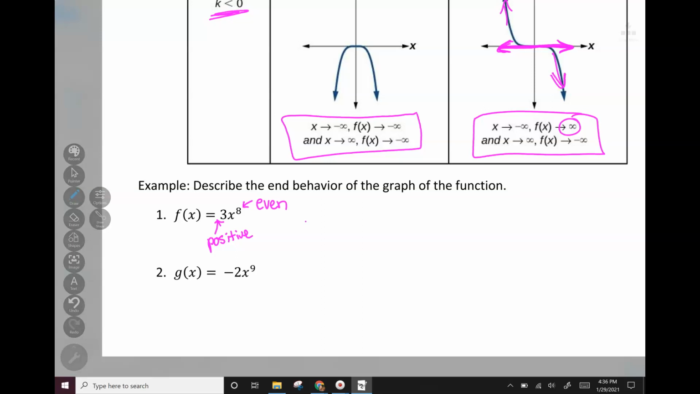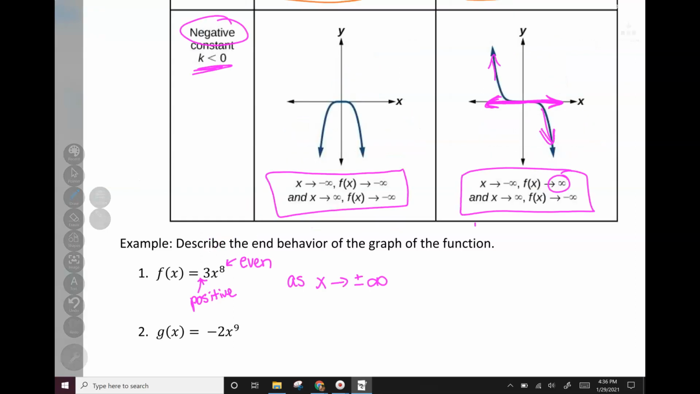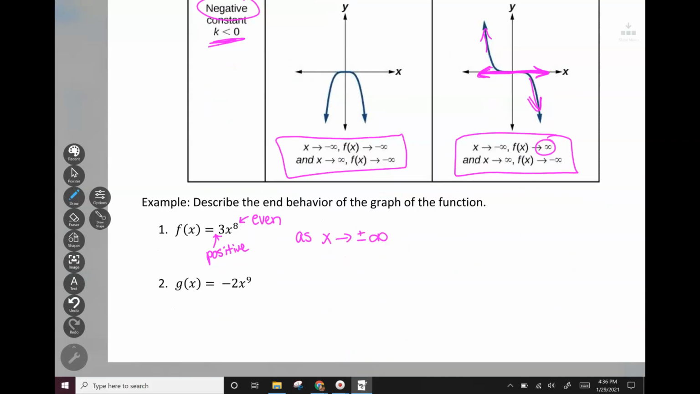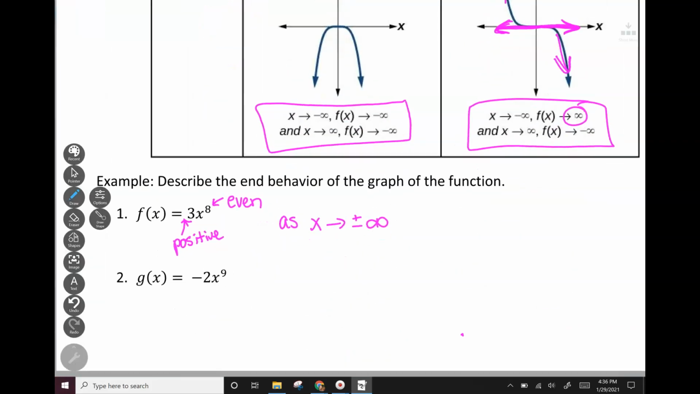So let's write our end behavior. As x approaches positive or negative infinity, right, because we're talking about an even function, we know both sides are going to be going up. You can write that separately if you want, but both ends are going to be going the same direction. So you can also just write this one time. So as x approaches positive or negative infinity, my f of x, or my y value, is going to approach positive infinity.